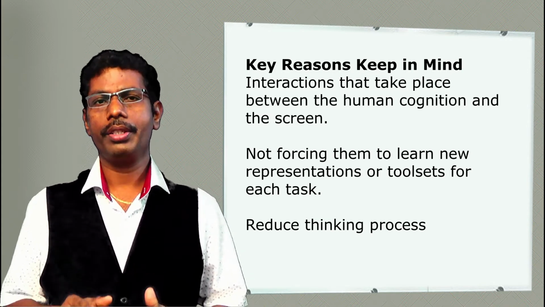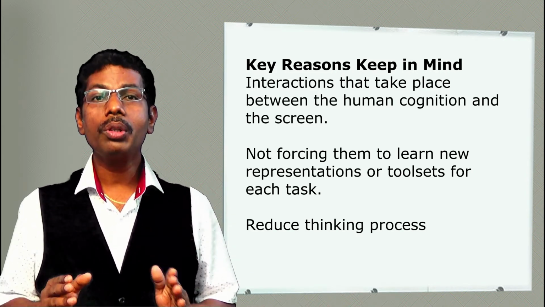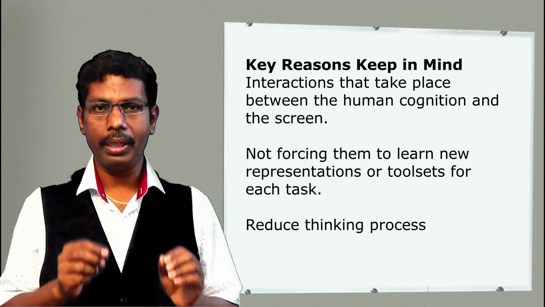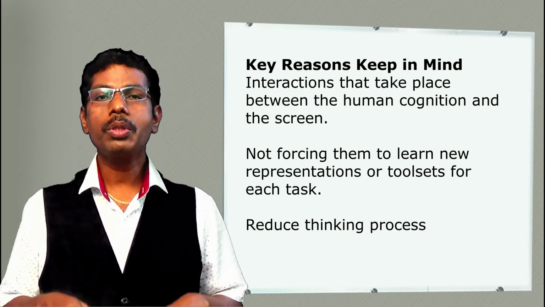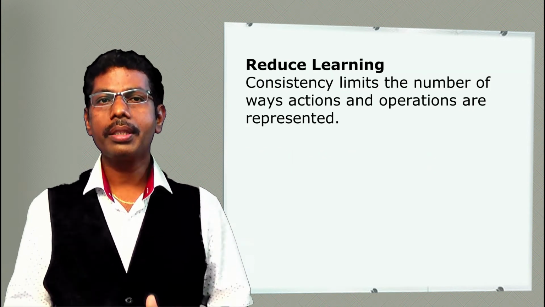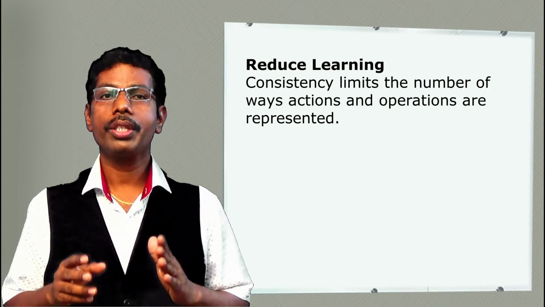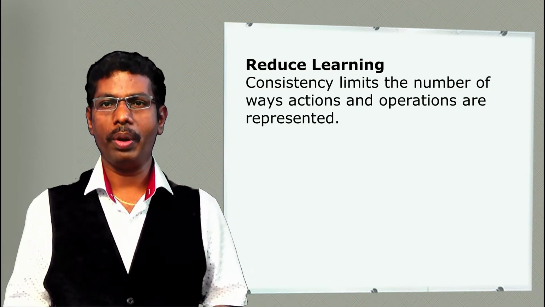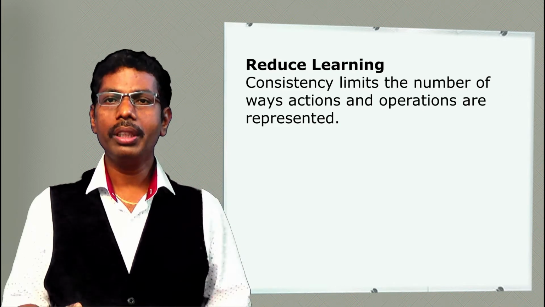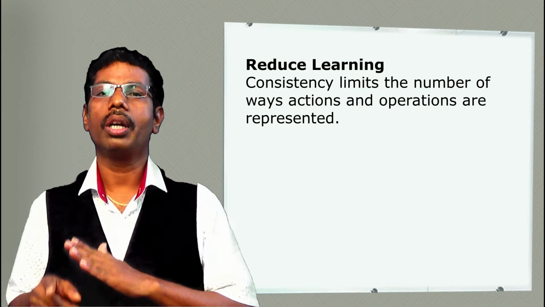Making things easier for users means not forcing them to learn new representations or tool sets for each task. Reducing the length of the thinking process by eliminating confusion helps to improve the user experience. Consistency limits the number of ways actions and operations are represented, ensuring that users don't have to learn a new representation for each task. Further, establishing design norms like following platform conventions allows users to complete new tasks without learning whole new controls.